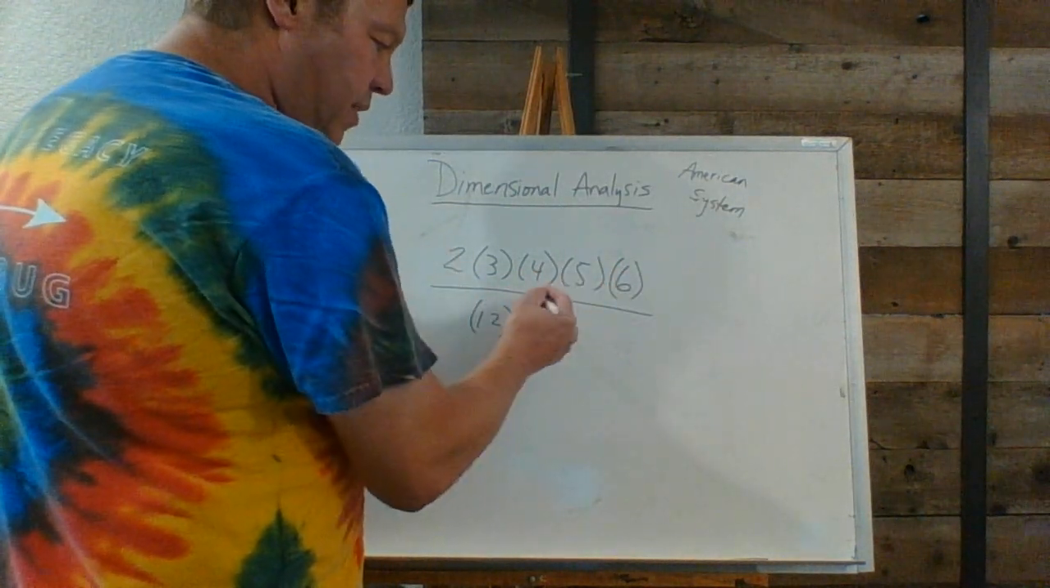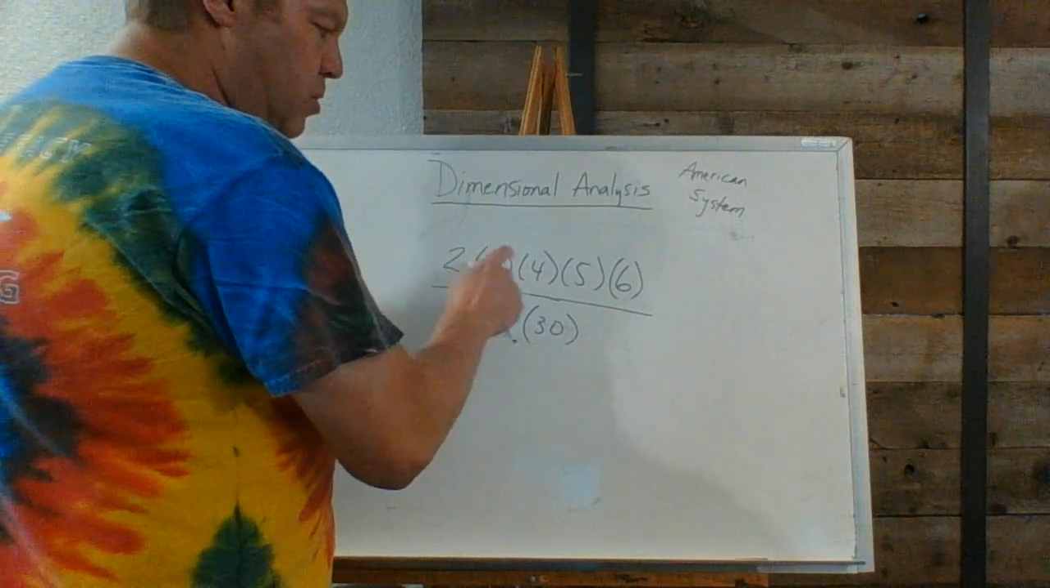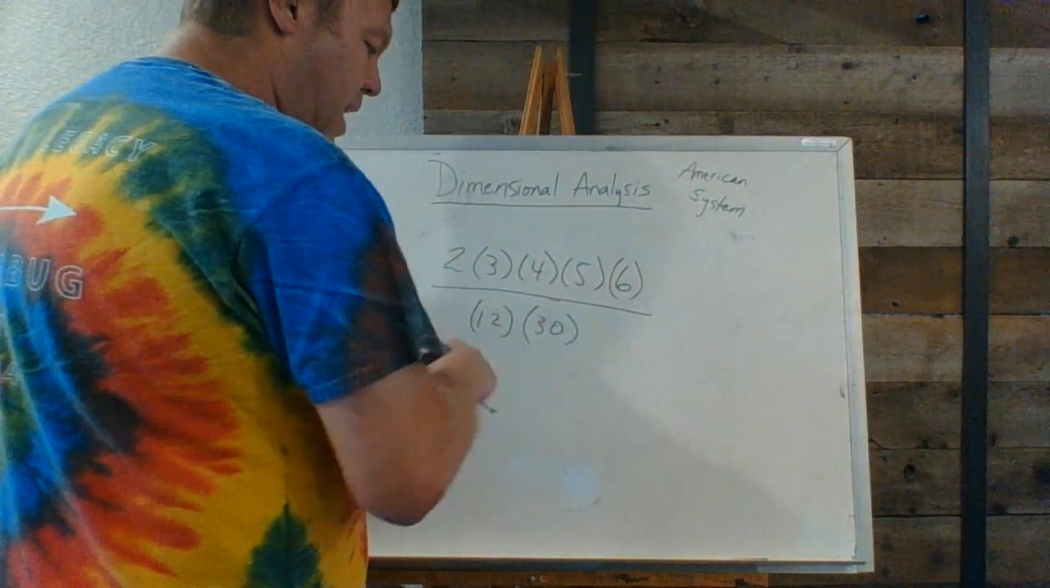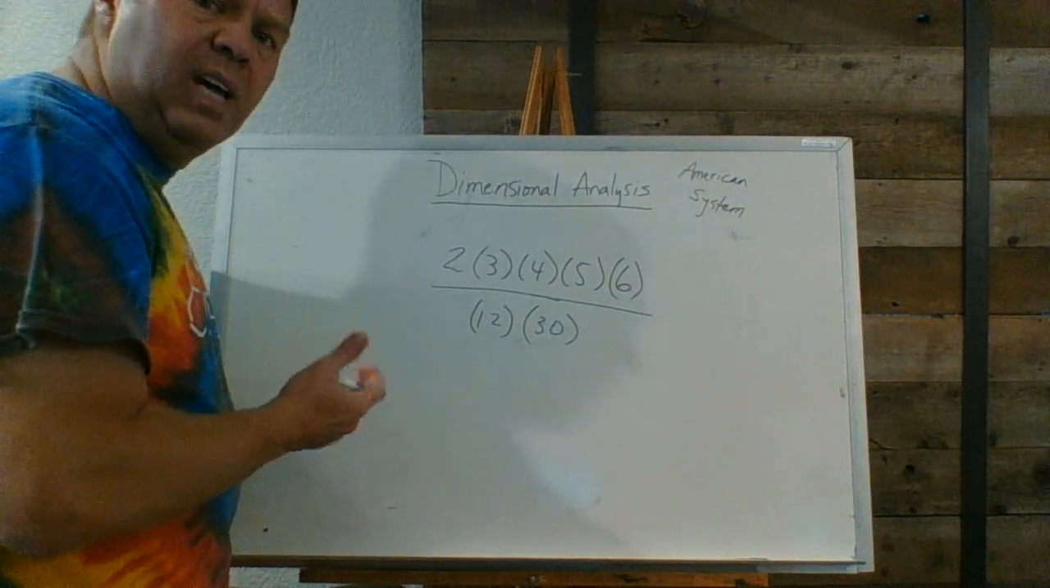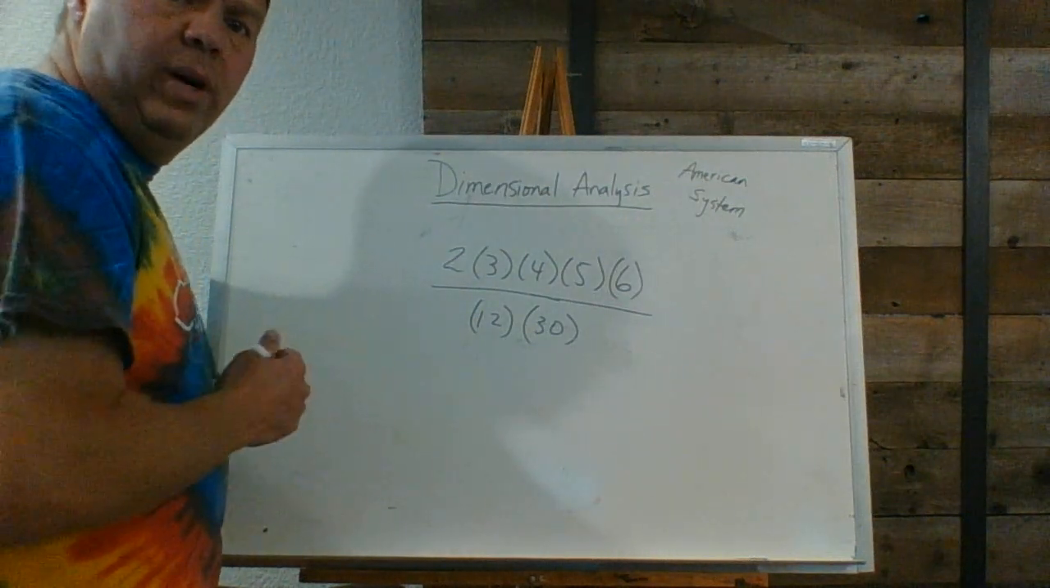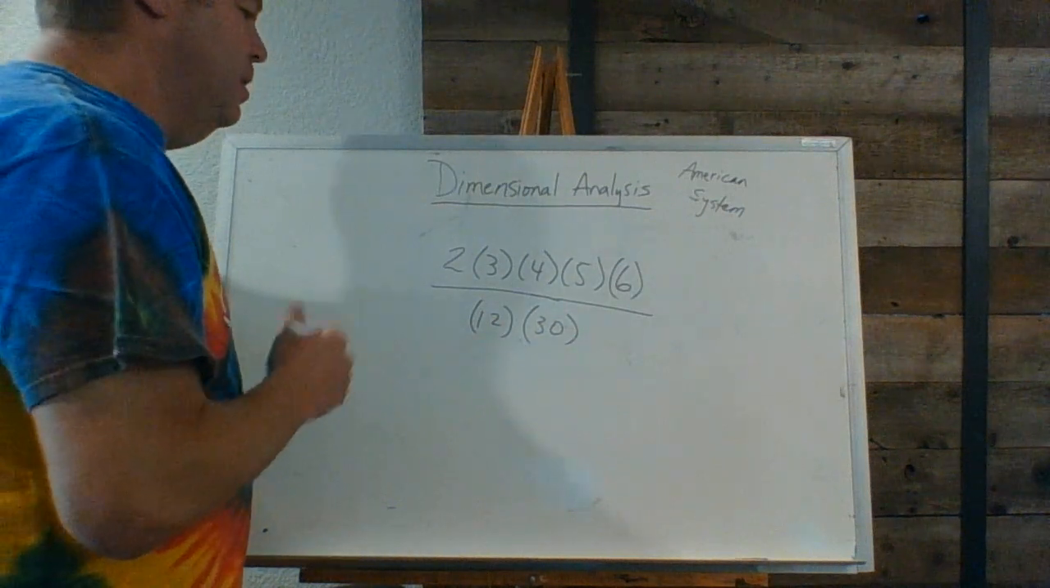Under the line is division. So let me say that again. 2 times 3 times 4 times 5 times 6 divided by 12 and divided by 30. And I need the answer with no calculator. There's got to be a faster way. There's got to be an easier way to do this. And somebody probably has already figured it out.